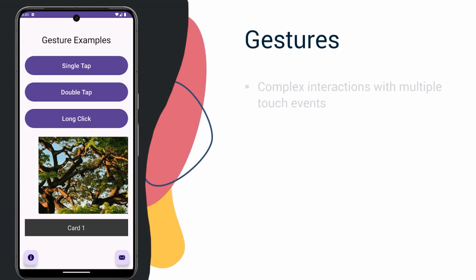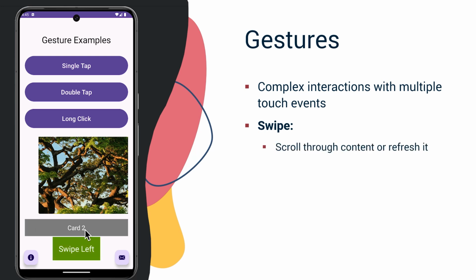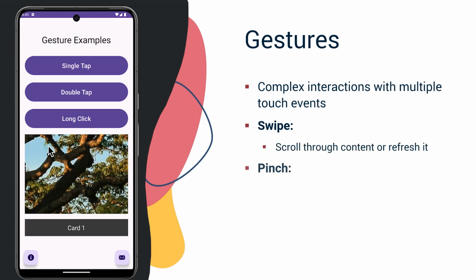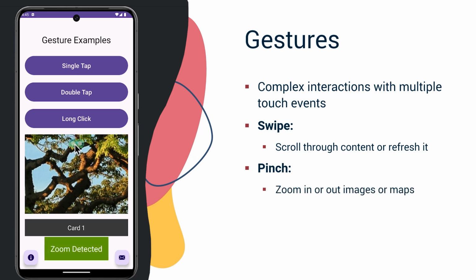Gestures in Android involve complex interactions with multiple touch events. Here are two common gestures. The first is swipe, which allows you to scroll through content or pull down a list to refresh its content, and the other is pinch. It enables you to zoom in or out images or maps.